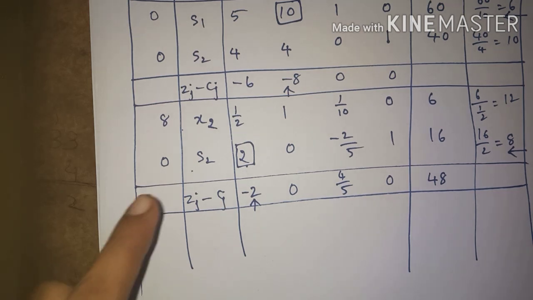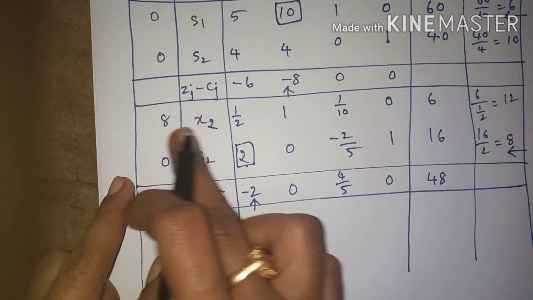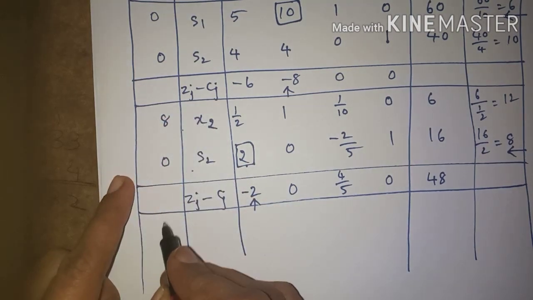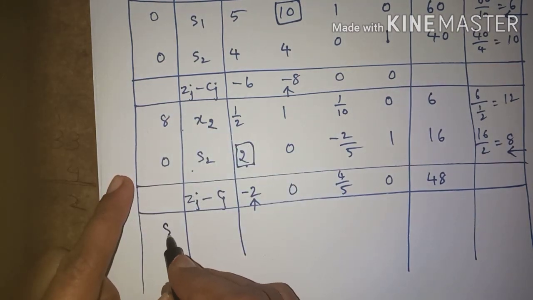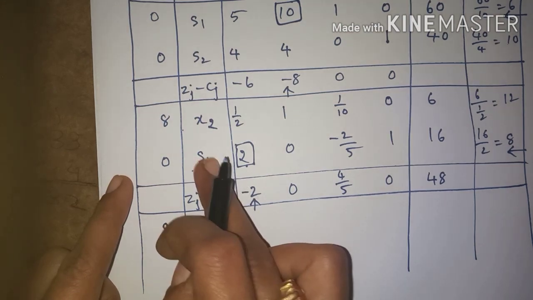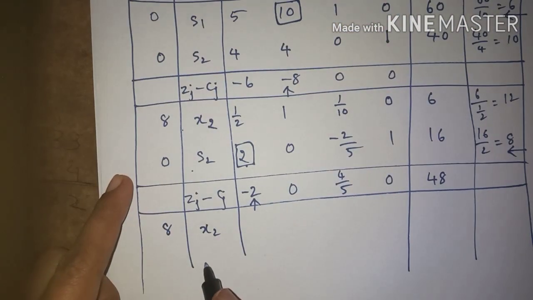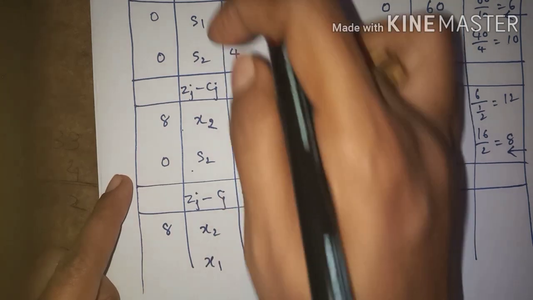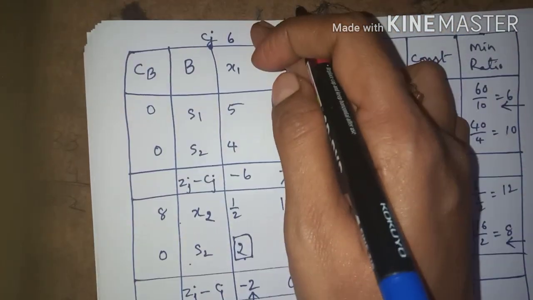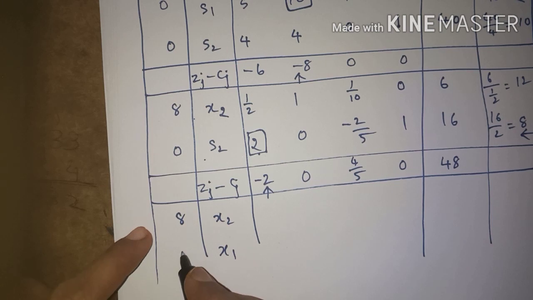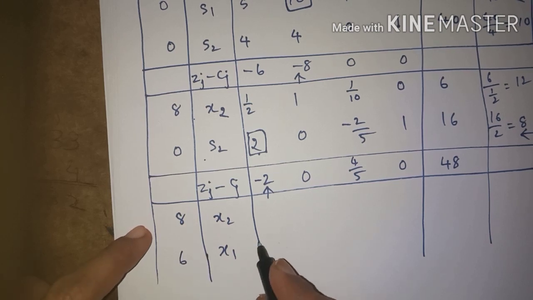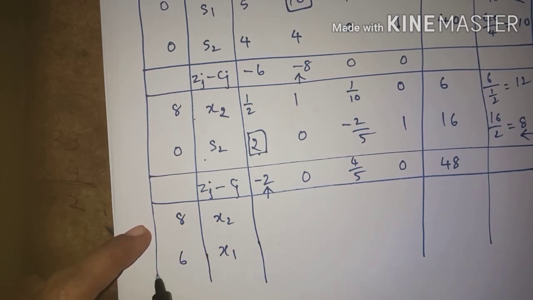Now the first row I'll write as it is. First these two columns, x2, and s2 is the leaving variable, whereas x1 is entering. X1 is entering. Above x1 how much is there? Above x1, 6 is there. That's why we will write 6.